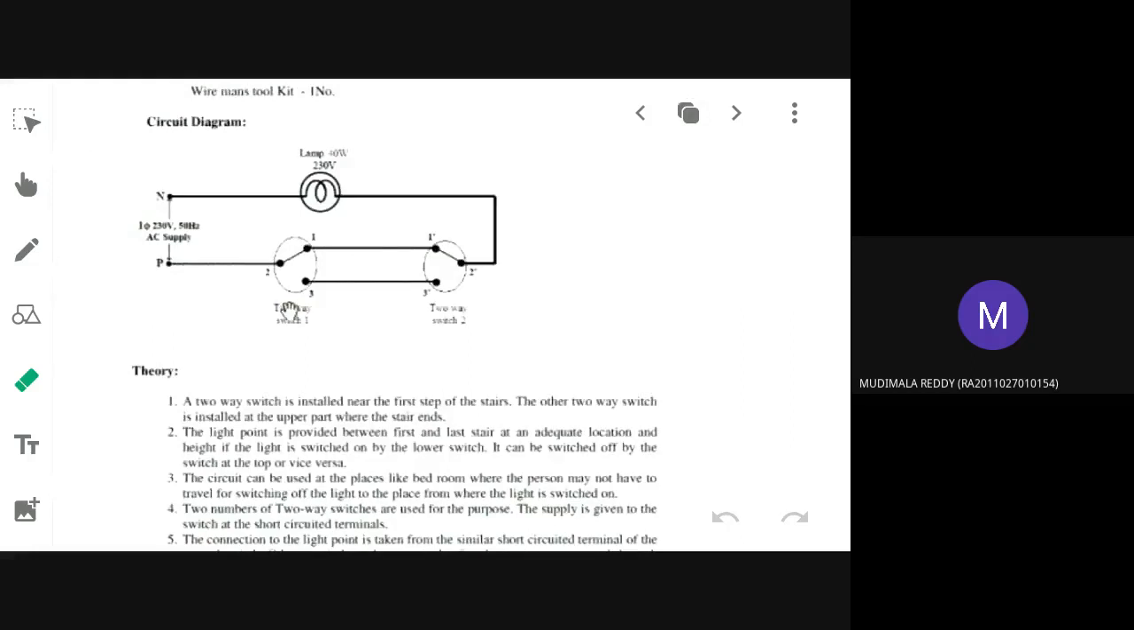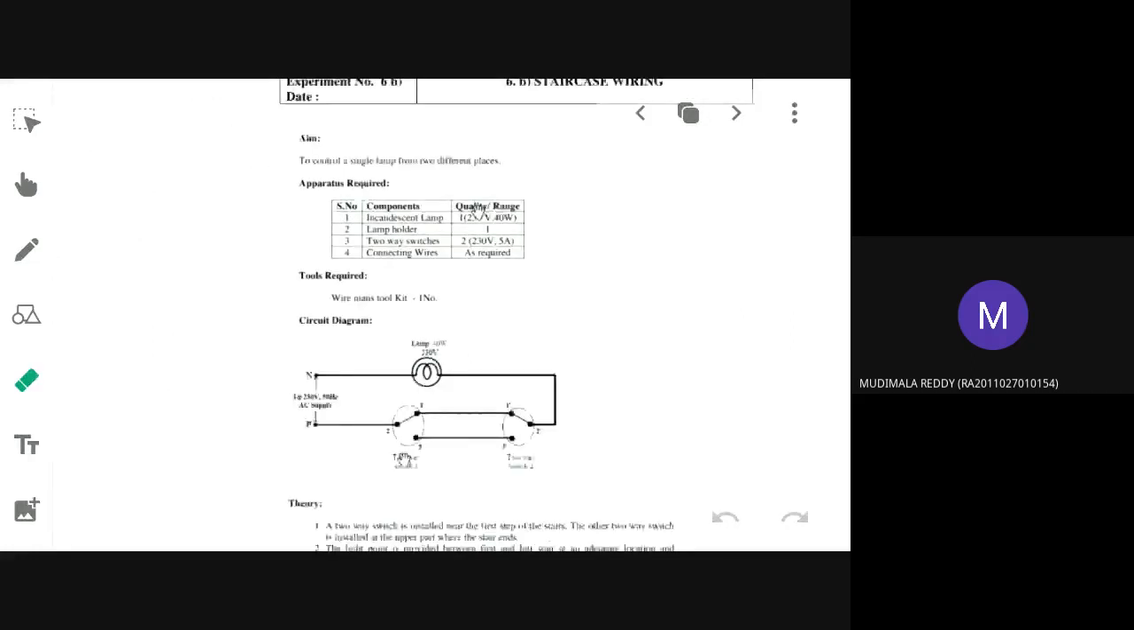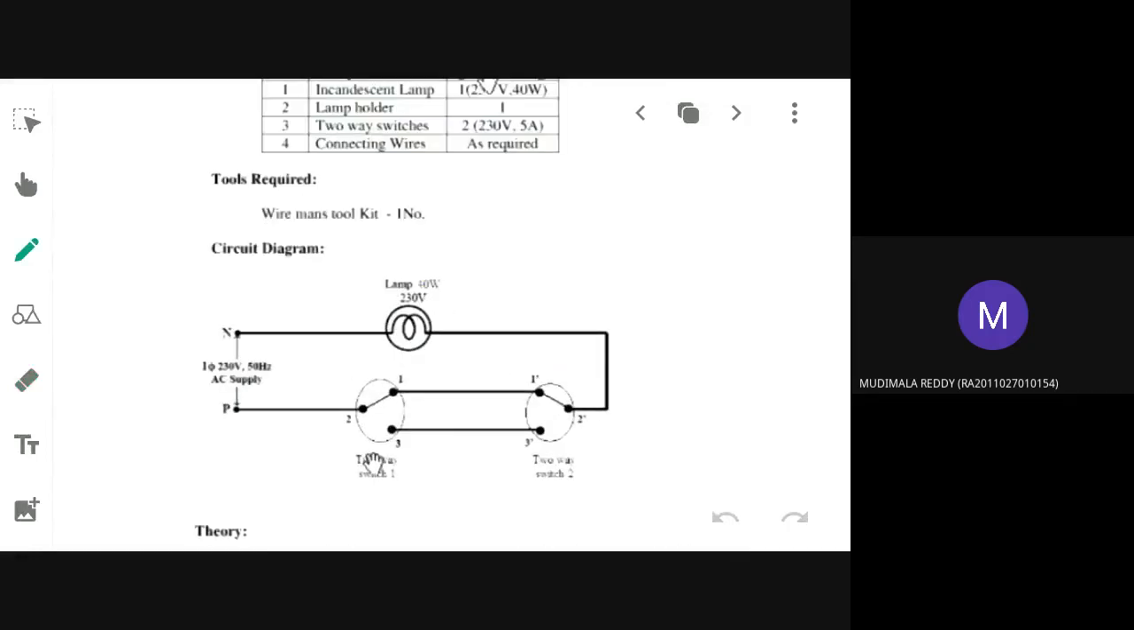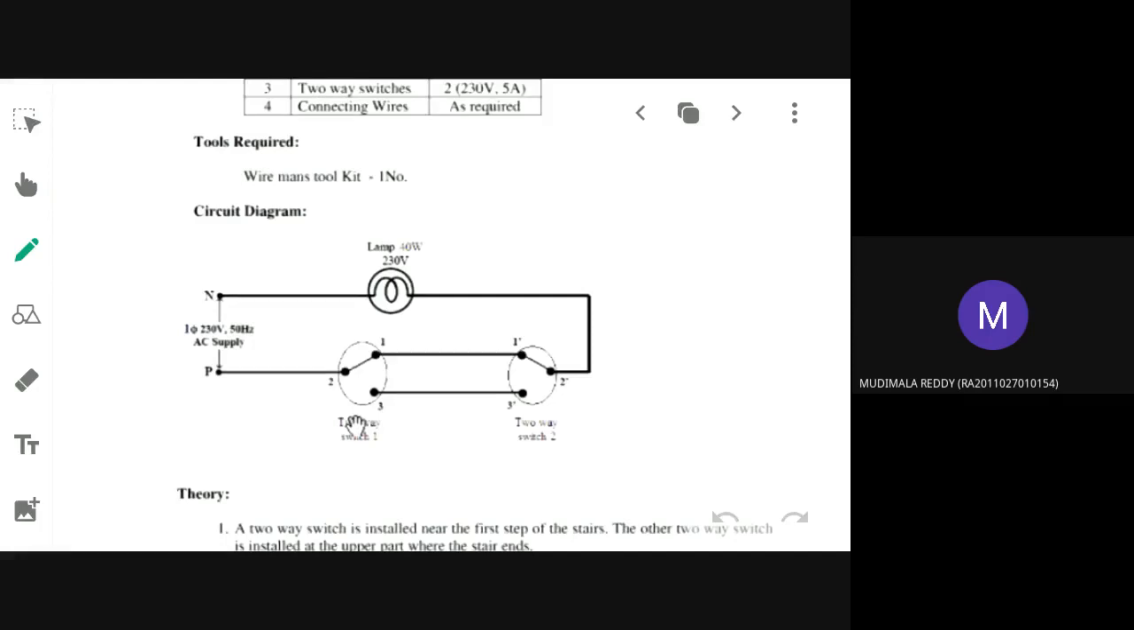The next thing is staircase wiring. This you will do in the E circuit. First thing that I wanted to tell you is what staircase wiring is. In many of your houses, you may have two floors. Suppose you are on the top floor and you have switched on the fan. Then you come to the ground floor and forget to switch it off. On the ground floor also there is a two-way switch, so you switch it and thereby switch off the top fan.